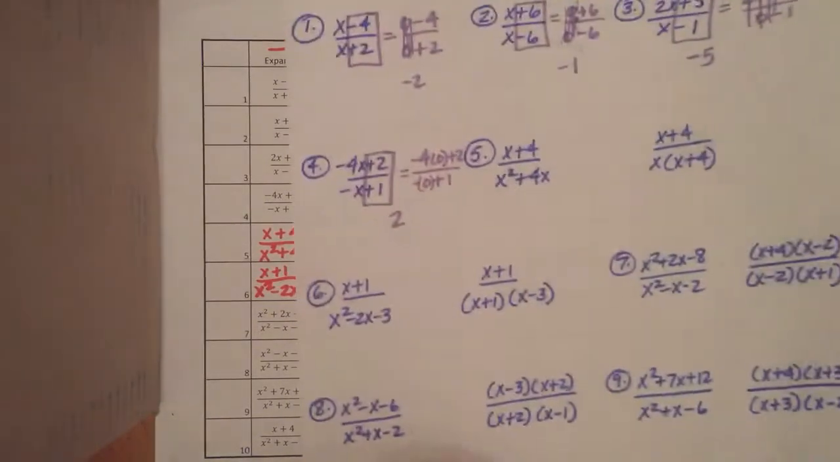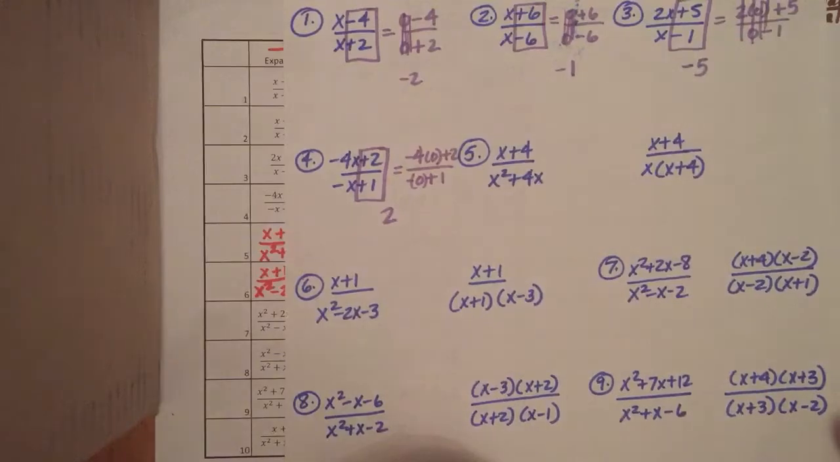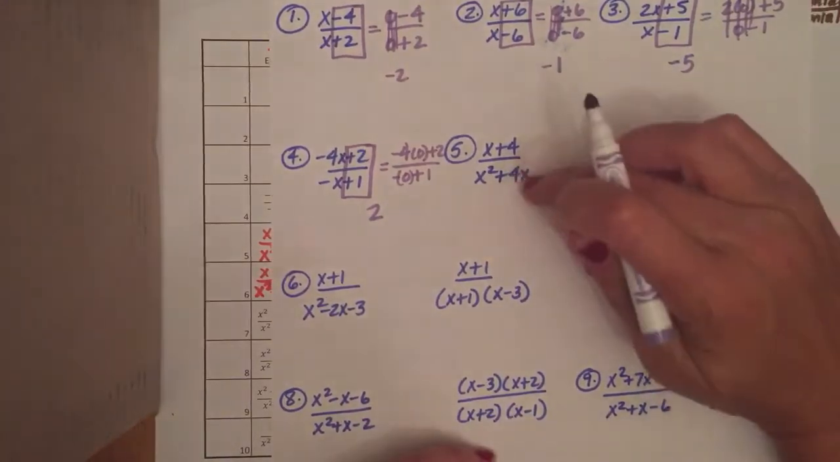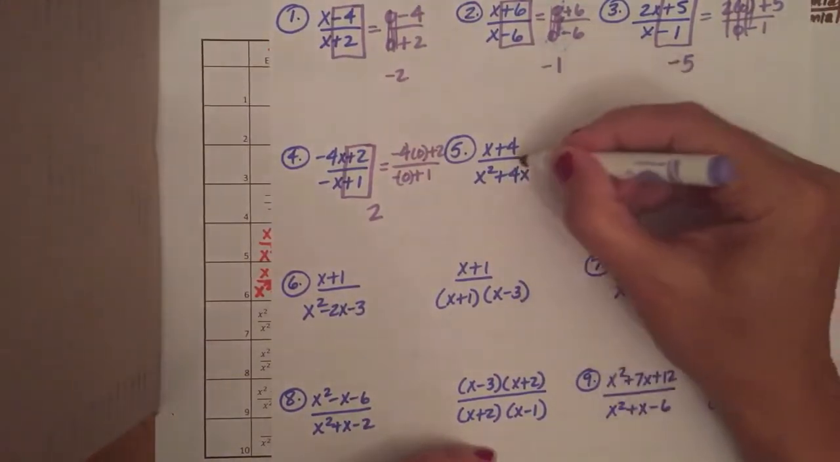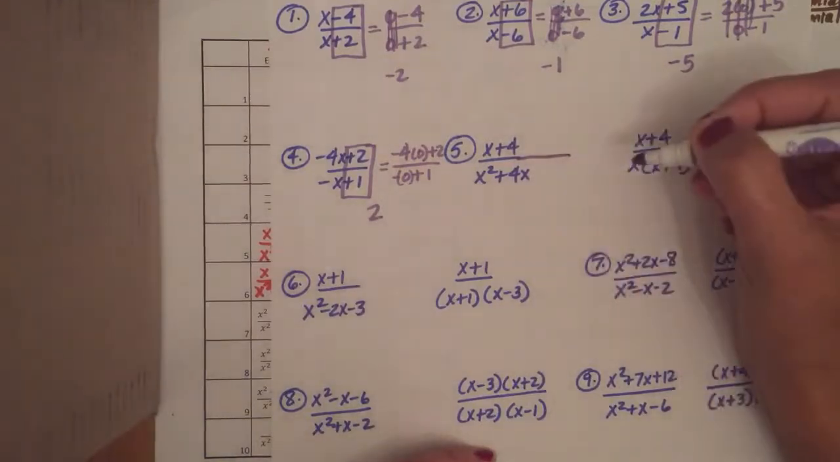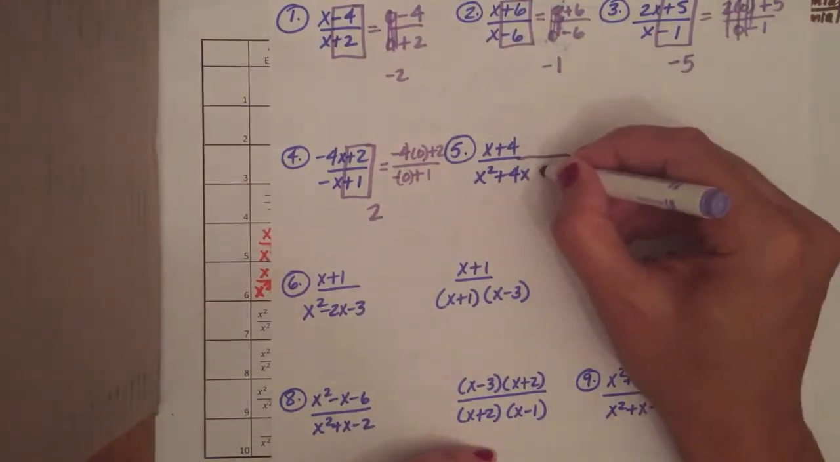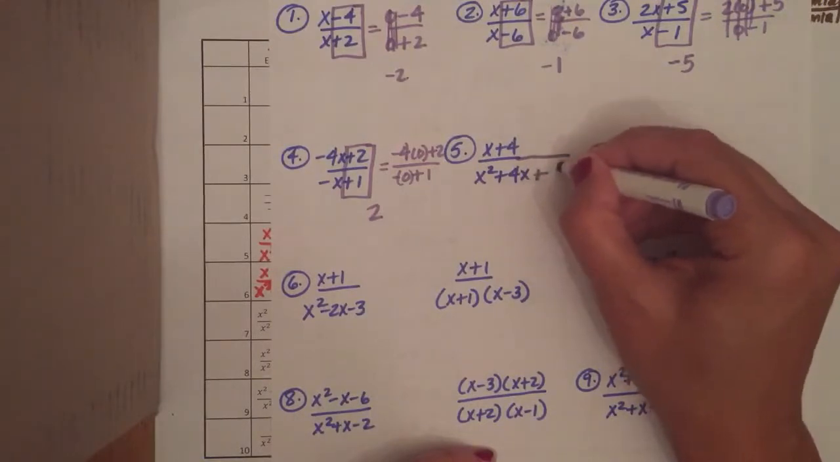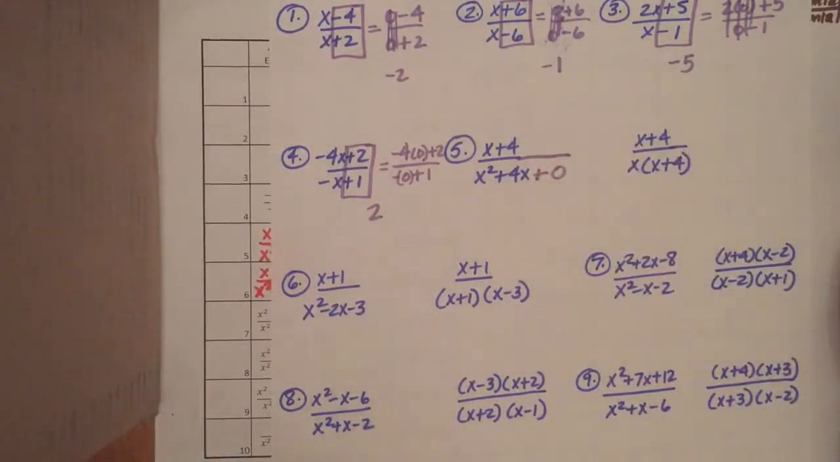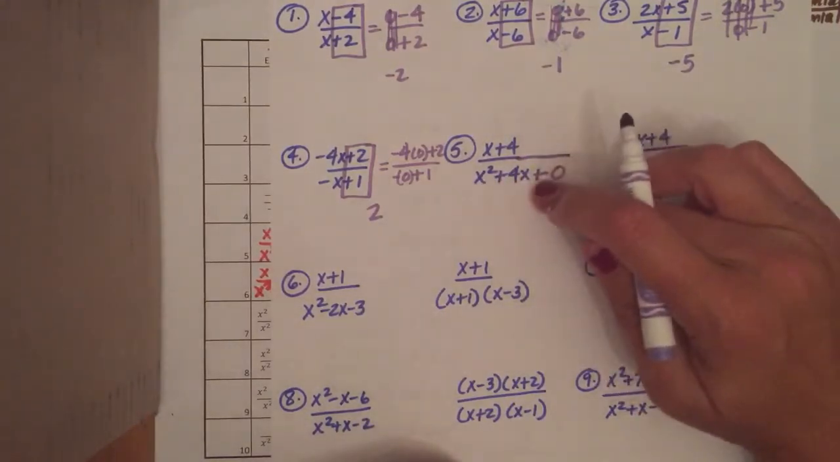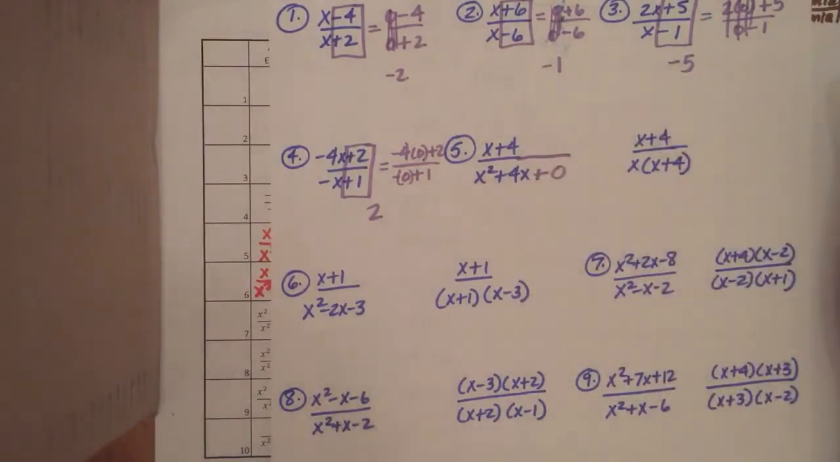Now let's look at number 5. We got a particular issue with number 5. There is no constant on the bottom of the fraction. So what you have to do is create a placeholder. So instead of just having nothing there, that's the same as having +0. It's just a placeholder. It doesn't change the value, but since we don't have it, it's +0.